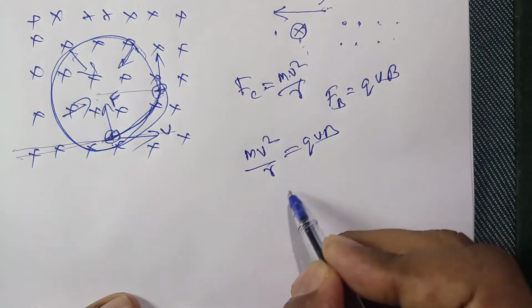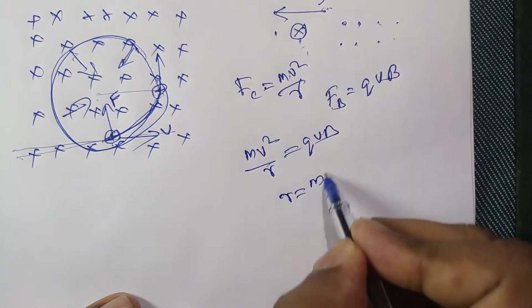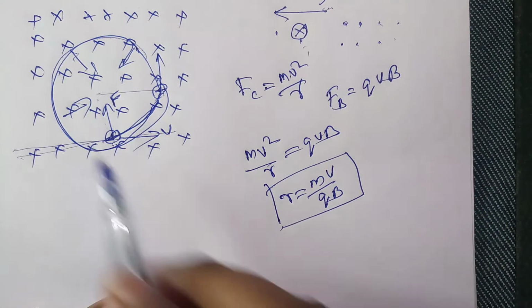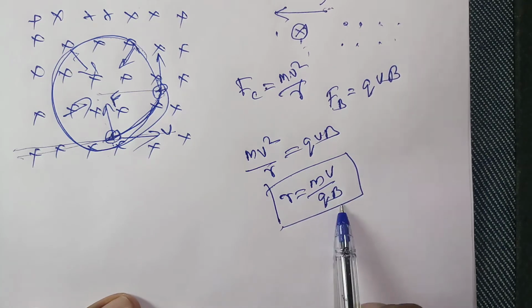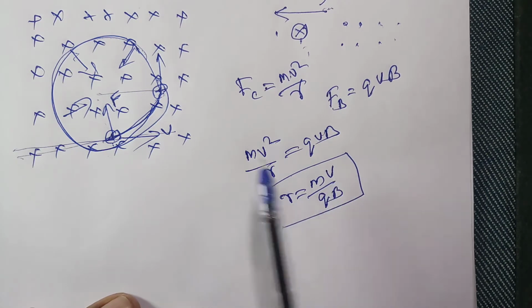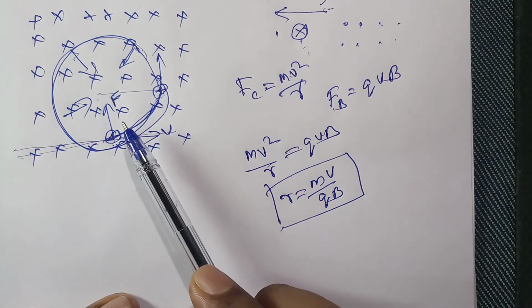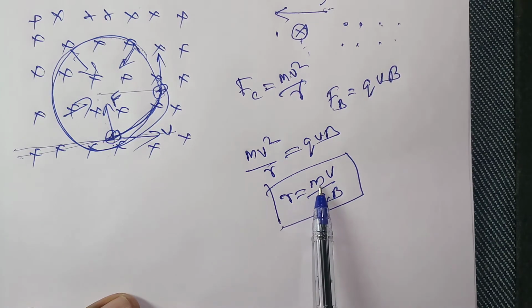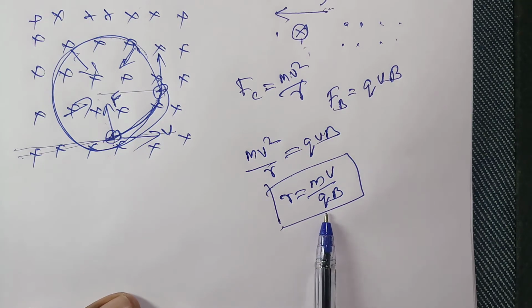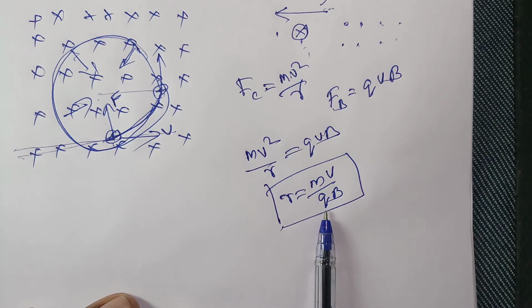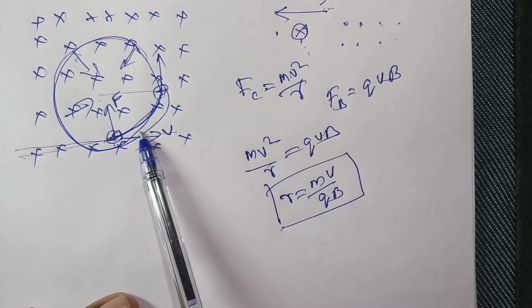From this, what is r? If you rearrange, r is equal to mv by qb. This is very, very important. The radius of this path is given by the equation r is equal to mv by qb. What is this mv? It is the momentum. So the radius depends on the momentum. There can be many questions based on this one. The radius depends on momentum and also on charge. If an alpha particle and a proton enter a magnetic field, which will have higher radius and which will have lower radius, such questions can come. So you have to think about the momentum and also the charge. Now, if it is a positive charge or negative charge, what will happen?